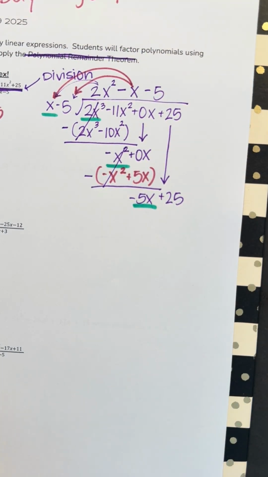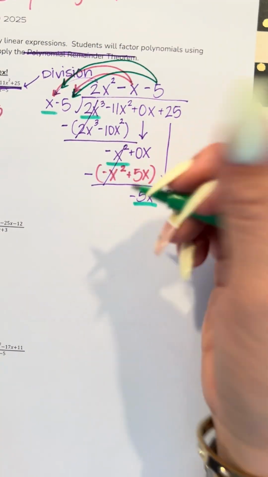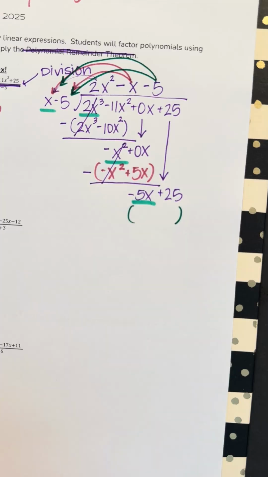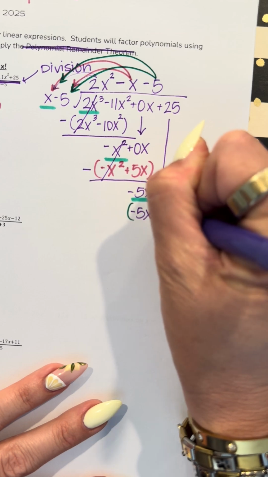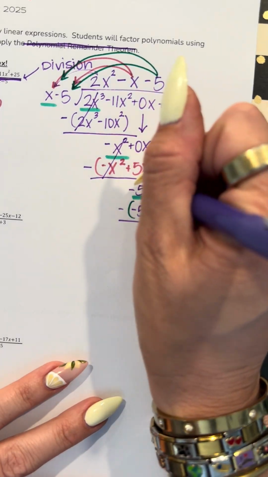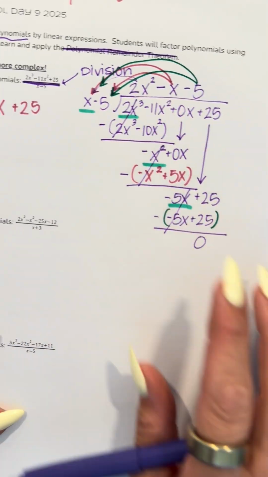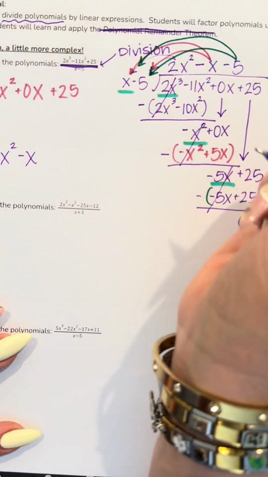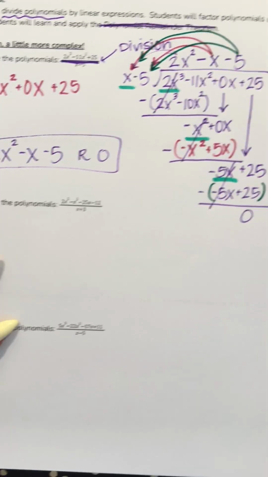And then last little showing of distributive property, I'm going to take this and multiply it to those things in front, and that's what's going to go in these green parentheses. So negative 5 times x, negative 5x. Negative 5 times negative 5 is positive 25. Subtracting negative 5x minus negative 5x is 0. 25 minus 25 is also 0. So my answer is what's up here. My answer is 2x squared minus x minus 5, remainder 0. There we go.